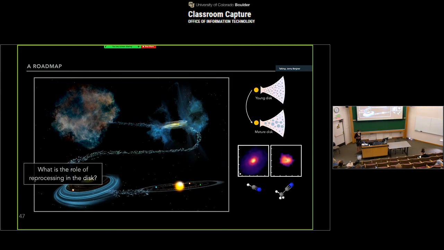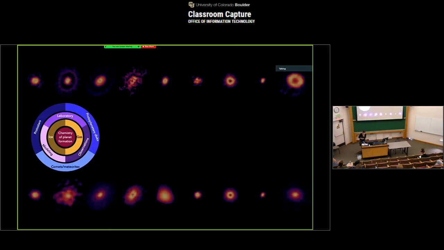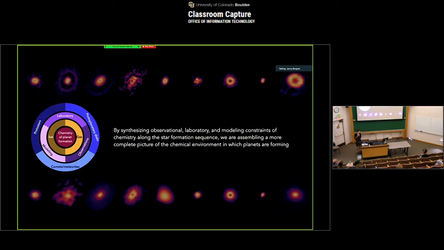And then we finally talked about the unique role that more mature protoplanetary disks play in generating these prebiotically interesting nitriles because of the coupling between the physical and chemical evolution of the disk. So with that, I will summarize that by synthesizing all of these different approaches, we can really assemble a more complete picture of how these different biogenic elements are behaving throughout the star and planet formation sequence, and say something about the inheritance of these ingredients in planet forming systems. So happy to take any questions.